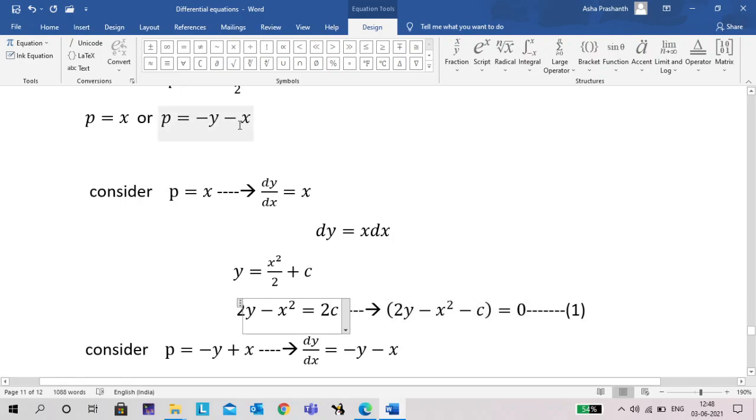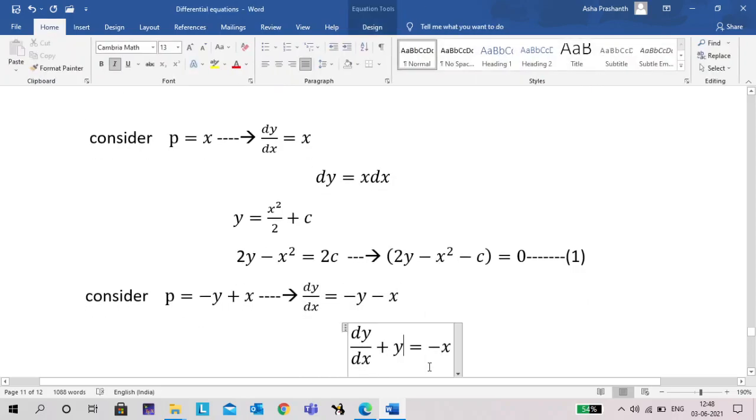We have one more factor, right? That is p is equal to minus y minus x. So p is nothing but dy by dx. So dy by dx is equal to minus y minus x, right? Can we convert this into variable separable form? Think of that. Can we? No, right? We can't separate the things. How can we separate dy by y and dx? We cannot separate the x terms on one side and the y terms on the other side. Clear?